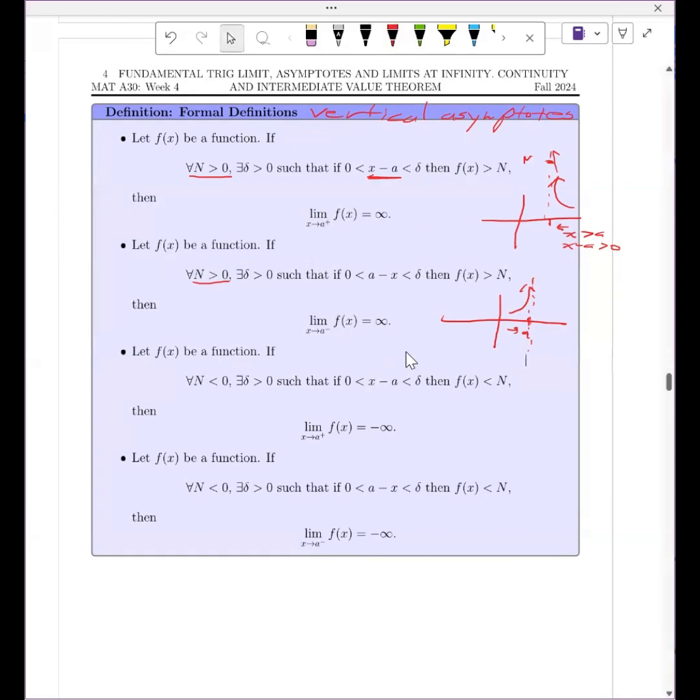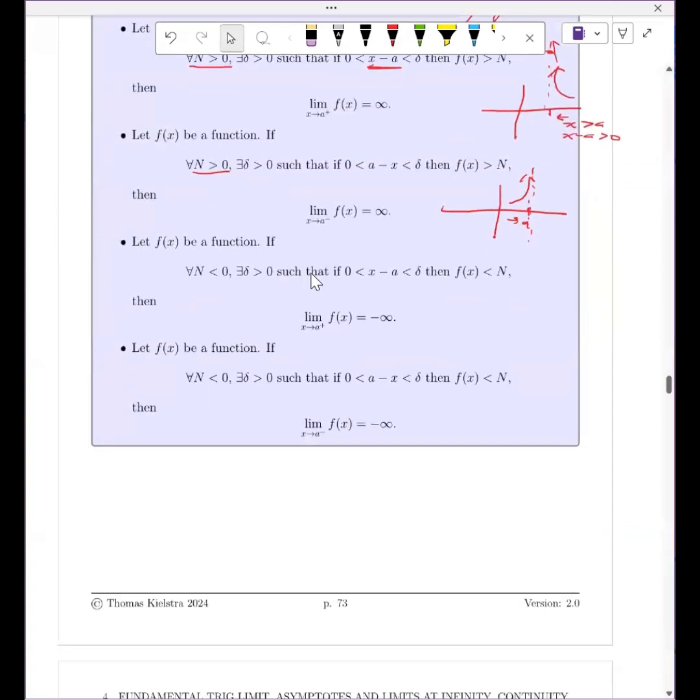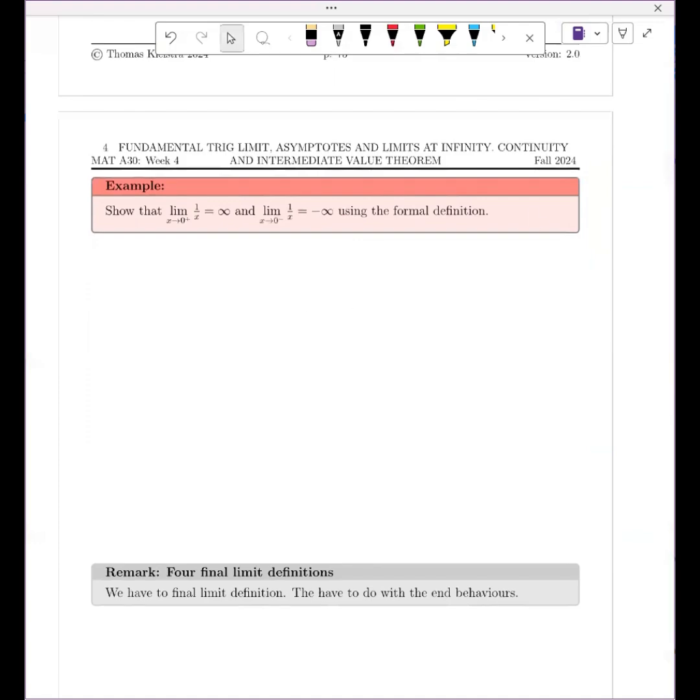So let's take some time and try to prove that an asymptote exists for a couple examples. We want to show that the limit as x approaches 0 from the positive of 1 over x is infinity, and the limit as x approaches 0 from the negative of 1 over x is minus infinity, using the formal definition. So we start by picking n greater than 0.